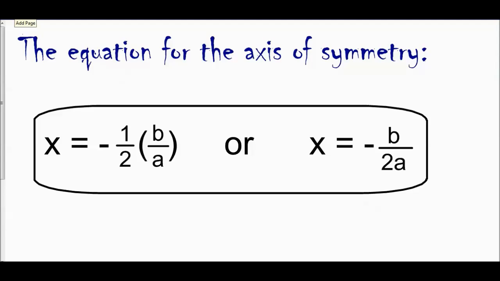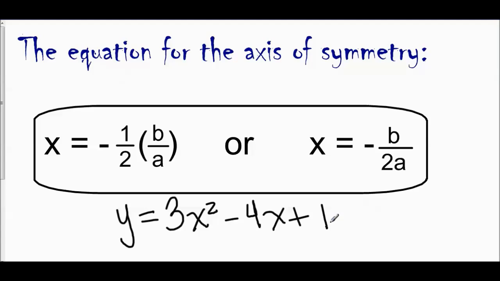So here is the main idea. The equation for axis of symmetry, you can either think of it this way, x equals negative 1/2 times b over a, or x equals negative b over 2a. So let's take a quadratic. I'm just going to make one up here. y equals 3x squared minus 4x plus 1.